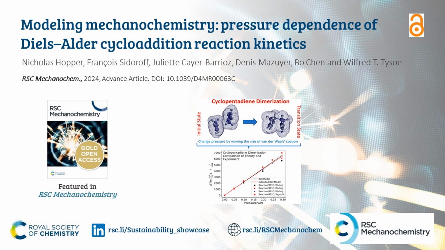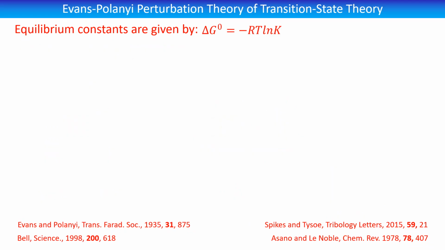Thank you for coming to look at our video on our latest RSC Mechanochemistry paper entitled Modeling Mechanochemistry, Pressure Dependence of Diels-Alder Cycloaddition Reaction Kinetics. The paper is based on transition state theory, where the rate is proportional to the equilibrium constant between the initial state and the transition state.